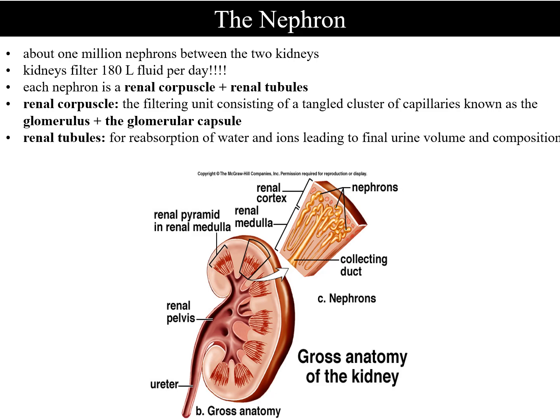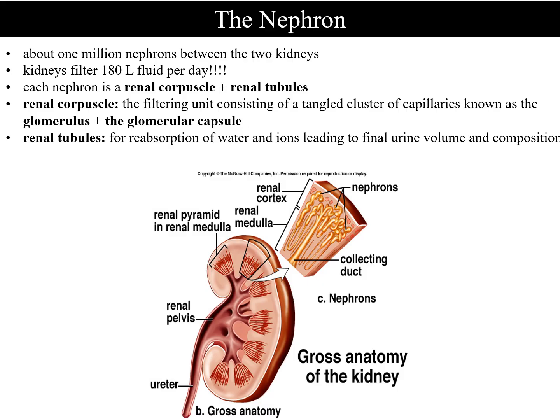There are about 1 million nephrons found between the two kidneys. And here is an astounding amount. The kidneys filter 180 liters of blood per day. Now, we only urinate out a couple liters, so you can see just by those numbers that the job of the kidney is to reclaim most of what we have filtered.